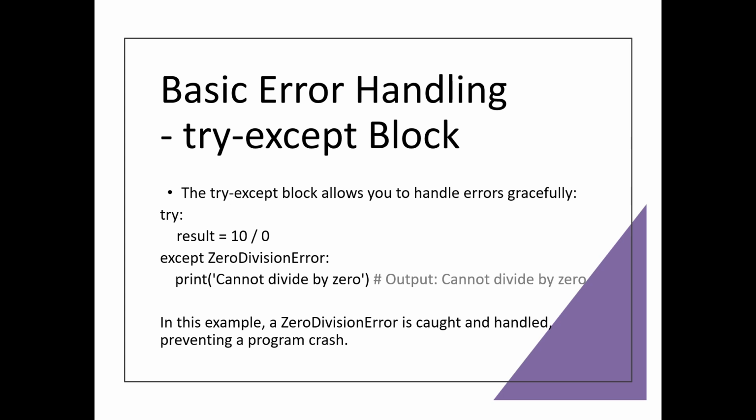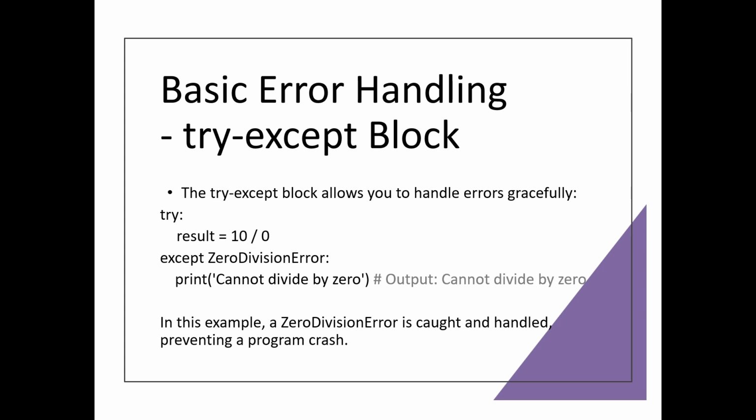The basic syntax of try and except is: try followed by colon. In the next line, indent the code. After that, write the code that might raise an exception. Next, except followed by exception type and colon. In the next line, indent the code and write the code to handle this exception.